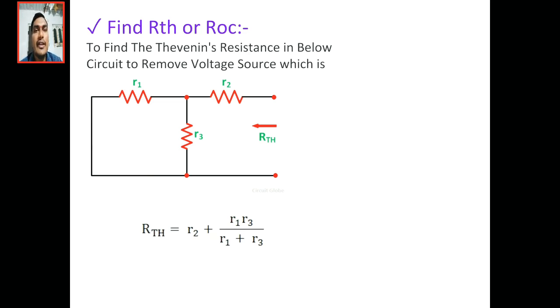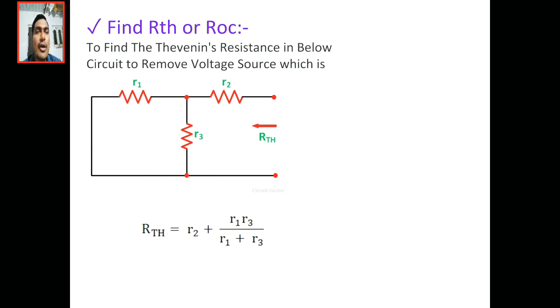See here, V1 is a voltage source, so I have short circuited that point. Then R1 and R3 become parallel and R2 is in series, while we are seeing from the load terminals. Then R1, R3 are in parallel and R2 is in series. The Thevenin resistance will become R2 plus R1 R3 by R1 plus R3.